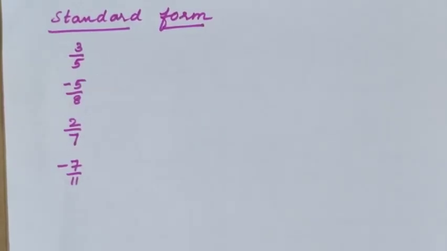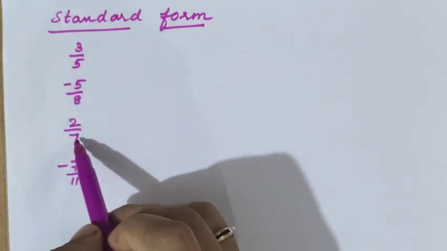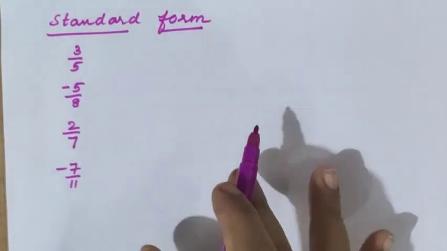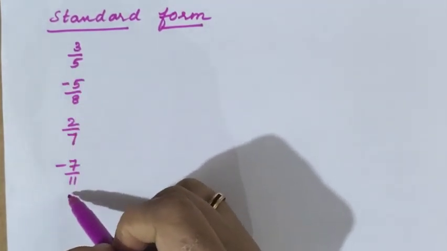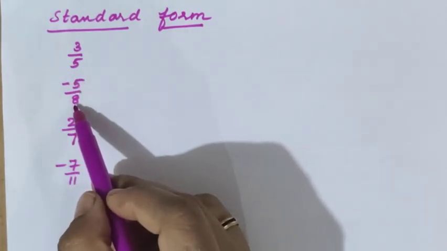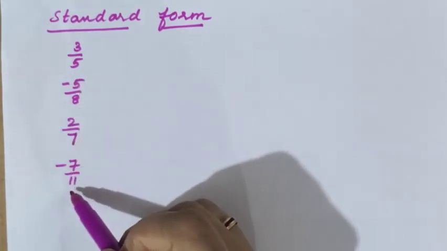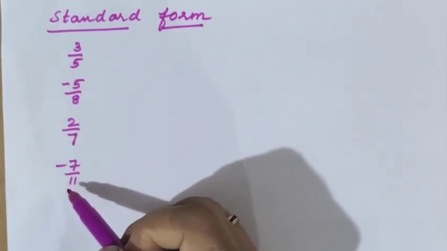Next heading, next topic, standard form. Let us see the example. 3 by 5, minus 5 by 8, 2 by 7 and minus 7 by 11. See that all the denominators are positive numbers only. What is the denominator here? 5. What is the denominator here? 8. Here 7, and the last one it is 11. All the denominators are positive numbers, or we can say positive integers.